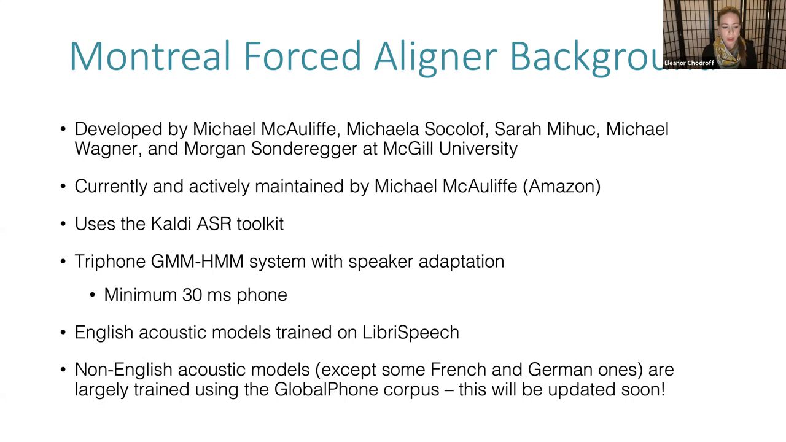The English acoustic models, which I suspect are probably some of the most used ones, are trained on LibriSpeech, which is a corpus of read audiobooks, mostly American English, as far as I'm aware. And the primary dictionary for English is American English, though there is a British English one now. The non-English acoustic models, except for some French and German ones on the Montreal Forced Aligner website, are largely trained using the GlobalPhone corpus, but this is going to be updated very, very soon.